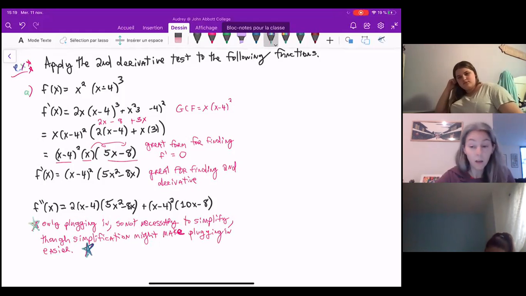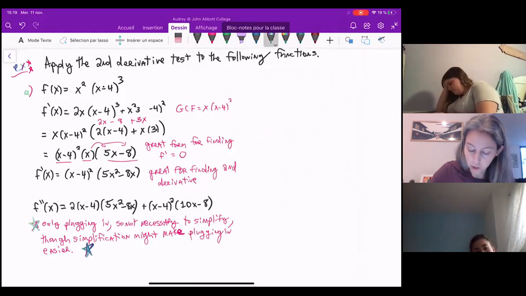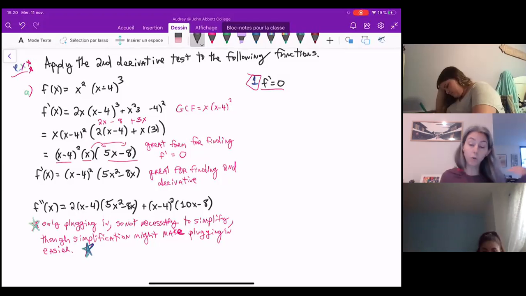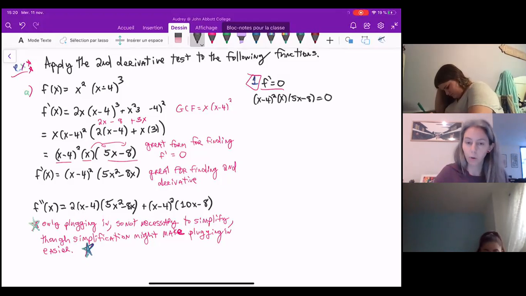Okay, so I'm not going to simplify. We don't have to. I'm going to go to my first step now that I have all my derivatives, and I want f prime equals 0. So f prime equals 0. And I'm going to go to my most factored form for that. So here I'm saying x minus 4 squared times x times 5x minus 8 is equal to 0.